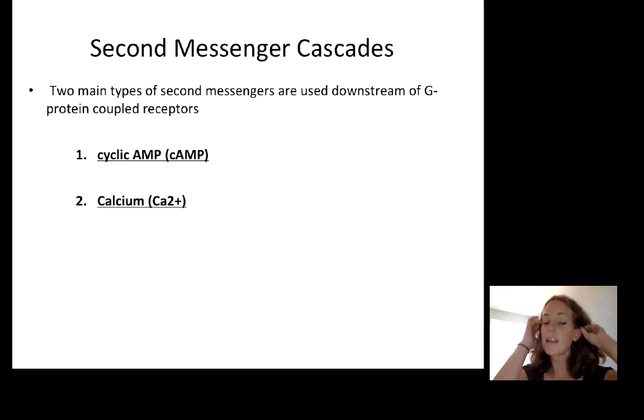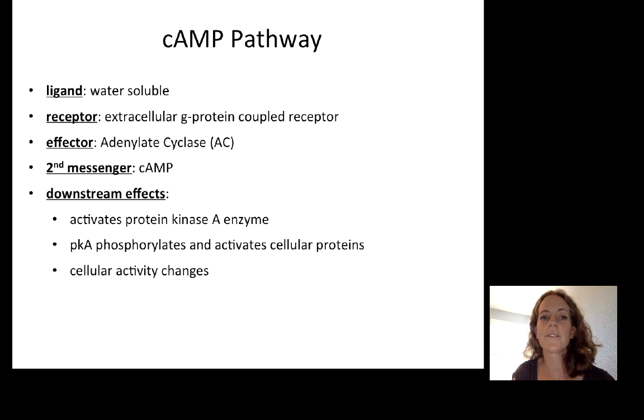Second messenger cascades are very important in biology. They're going to come up a lot as you go through your clinical careers. So we need to get a little more specific about second messengers that can be used downstream of these G protein coupled receptors. I'm going to show you two second messenger cascades. One is cyclic AMP. The other is the calcium calmodulin pathway. First, the cyclic AMP pathway.